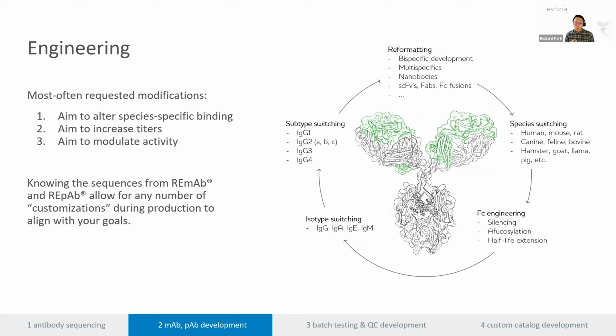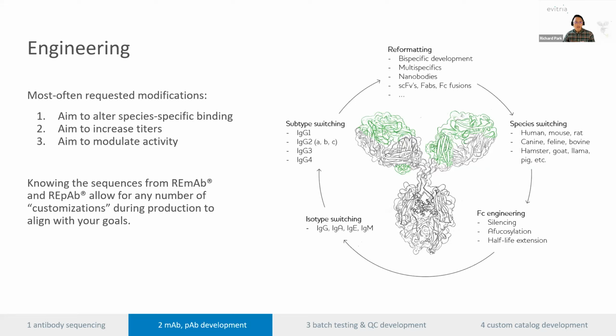So the most requested modifications that we get once Anthony's group shares sequences with us is, okay, do we want to change the species out so that we can have different species-specific binding? Or do we want to figure out ways that we can switch out the subtype without modulating the activity in order to increase titers, for example?